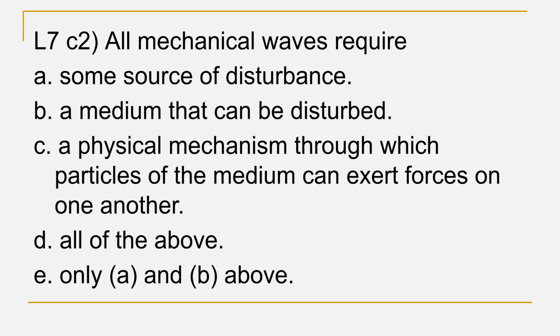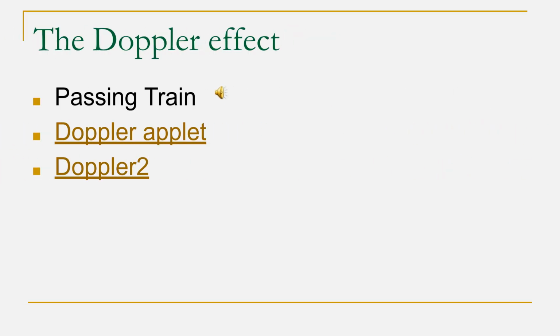Consider this multiple-choice question. All mechanical waves require a source of disturbance, a medium, and a physical mechanism for particle force interaction. Which option is the correct answer? We move on to the Doppler effect, which can be observed with a passing train. You can explore this phenomenon further using the provided applet links.